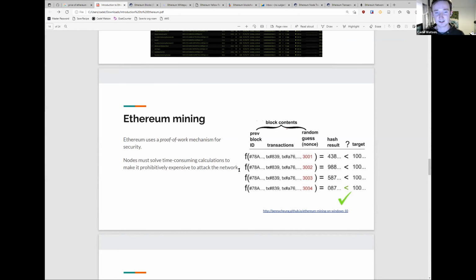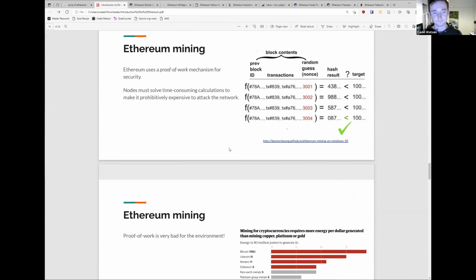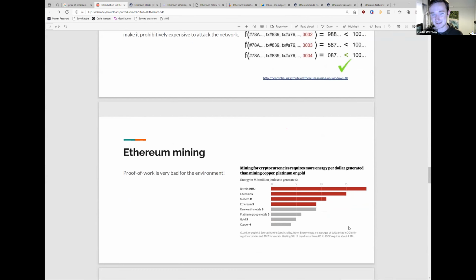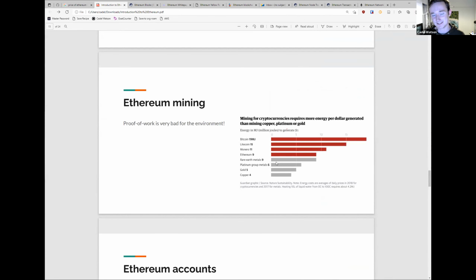So there's less hash power on Ethereum than Bitcoin, but there's still an awful amount. And returning again to that graph that I showed last week, you can see that to generate $1 worth of Ethereum, it's costing 9 million joules. Joules is a unit of electricity, which is more than, say, gold mining worldwide. Right? So it uses an insane amount of electricity.